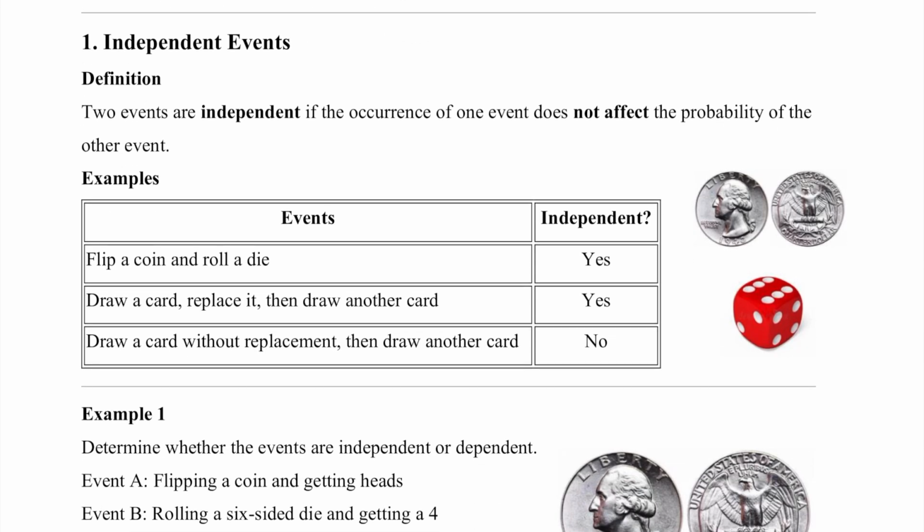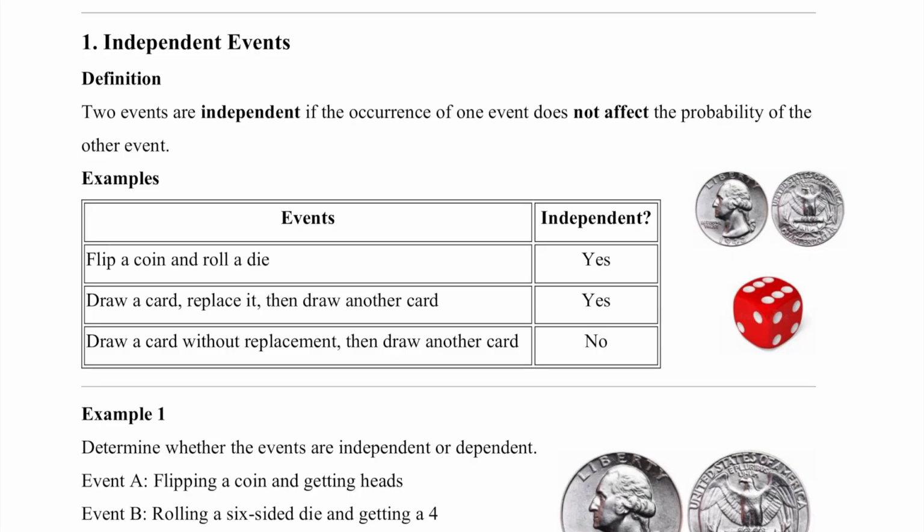Let's think about a simple situation. Suppose I flip a coin and get heads. Now, I roll a die. Does the result of the coin flip change what number appears on the die? Of course not. The die has no idea what happened with the coin. The two events are completely unrelated. That idea leads us to our definition.